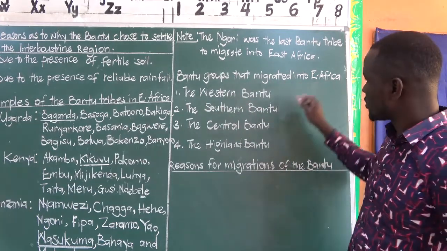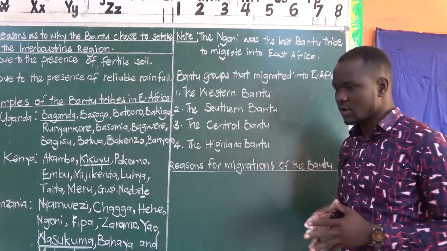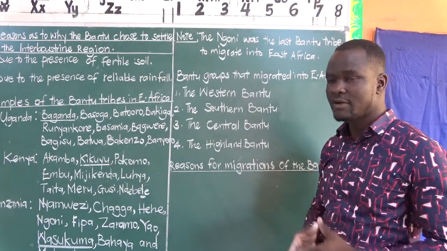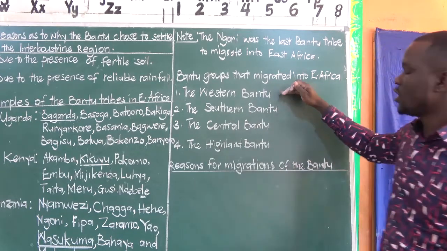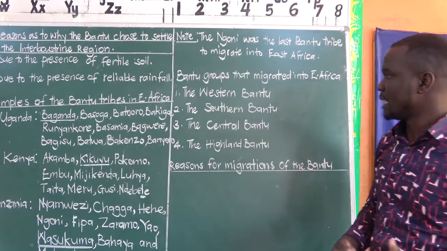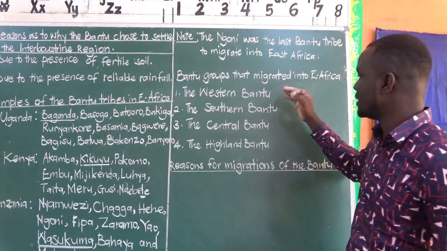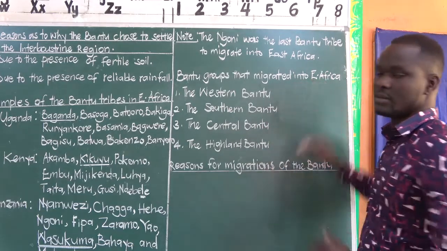These Bantu groups, we now group those tribes that we have talked about according to groups, looking at how they migrated and how they settled. We have those that form the Western group, those that entered Uganda through the Western direction, the Baganda, and then we have the Bachiga. All those form the Western.